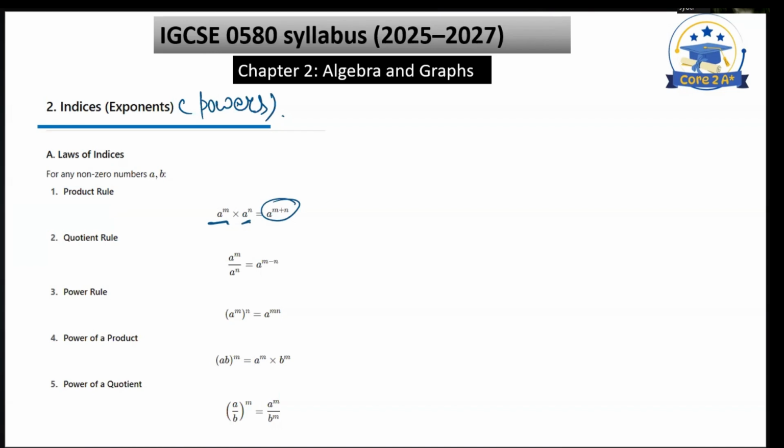What about the quotient rule? Quotient means division rule, right? Something in fraction form. Here also the base must be the same. Base means what? Base means the big number, and the power is the smaller number. This bigger number is called your base, and this small number is called your exponent. Powers or indices, whatever you want to say, you can.